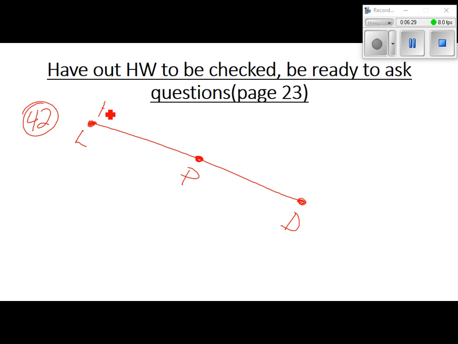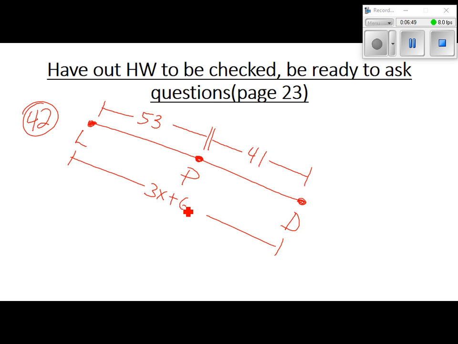What do we know about this distance? 53. And this is 41. And what did they tell us about the whole distance? It's equal to 3x plus 16. Now, if we got rid of that, and they just asked you, what is the distance of the whole trip? 94 miles. That's pretty easy, right? Just this plus this equals the whole thing.